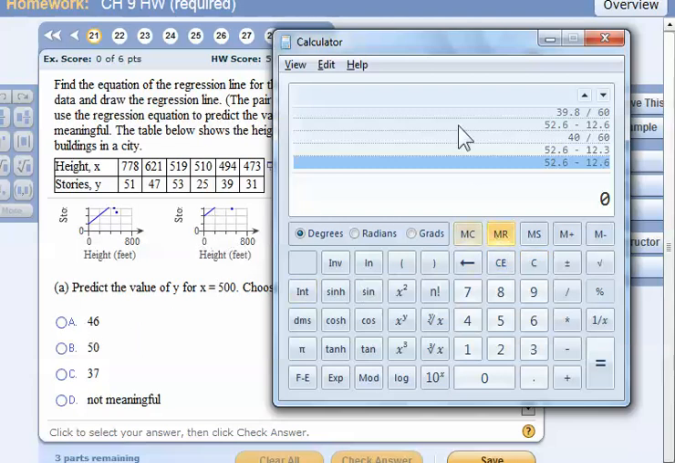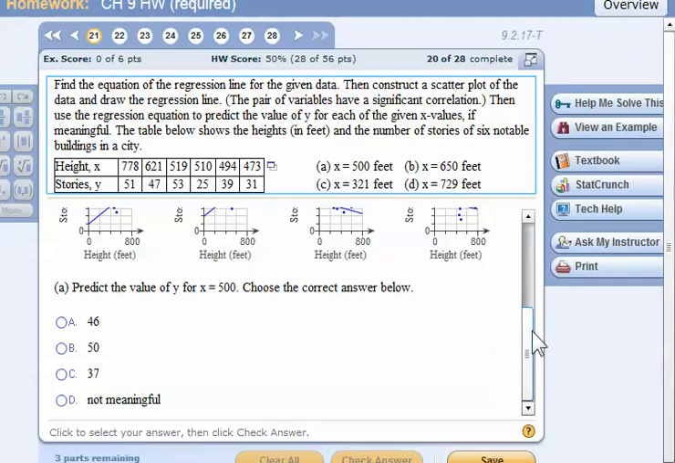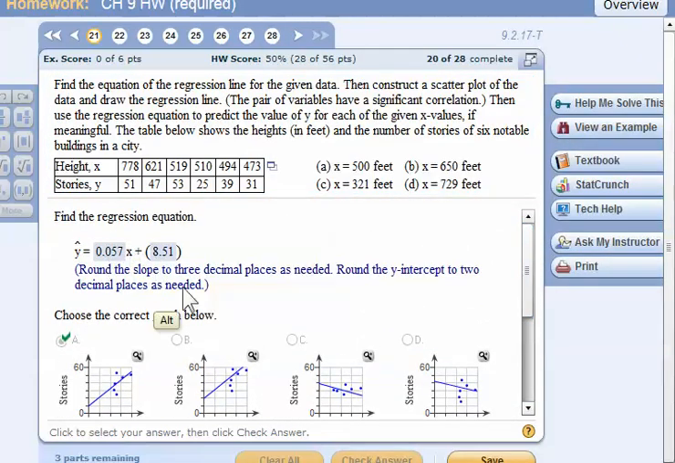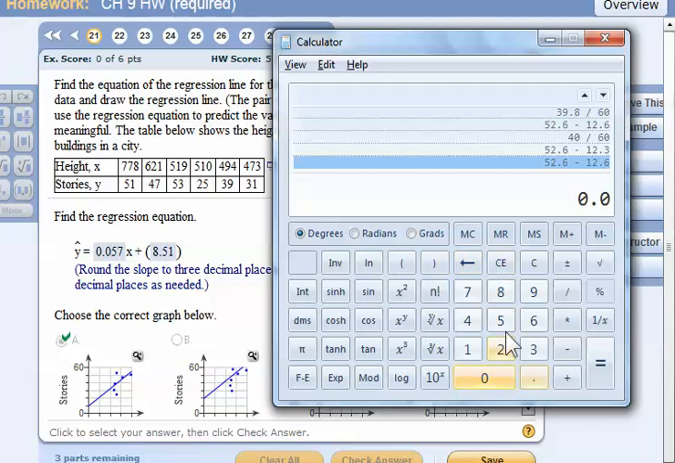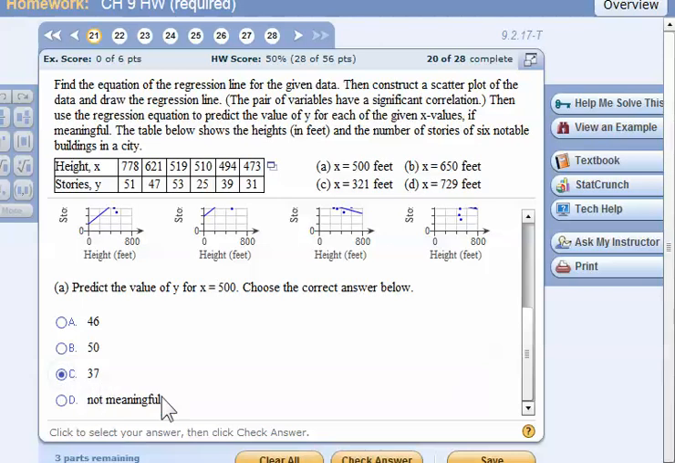So we're going to get our equation. We're going to plug in 500. Okay, there's our equation. So it's going to be 0.057 times 500 plus 8.51, 37.01. Okay. So about 37. The not meaningful thing would only be true if it was way outside of the scope. Is x equals 500 way outside of the scope of the data points collected? No, actually it's right within here.